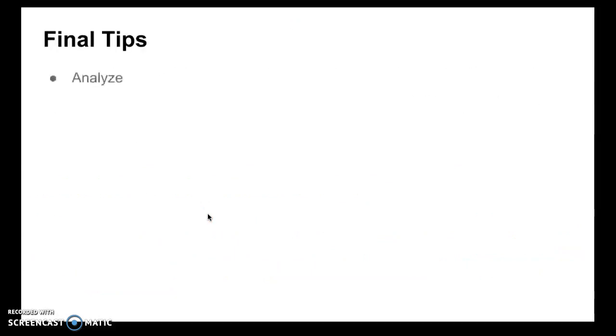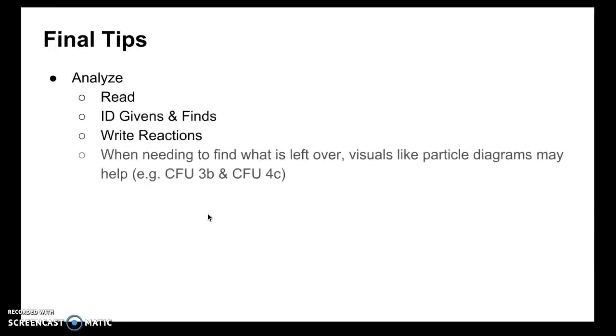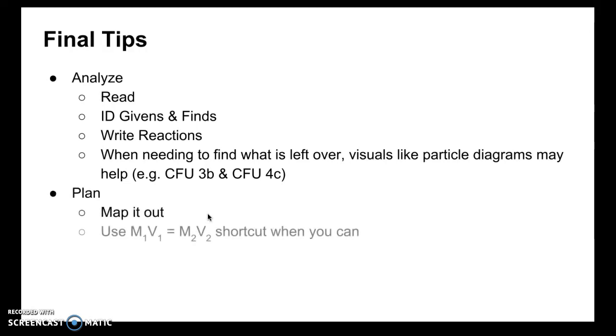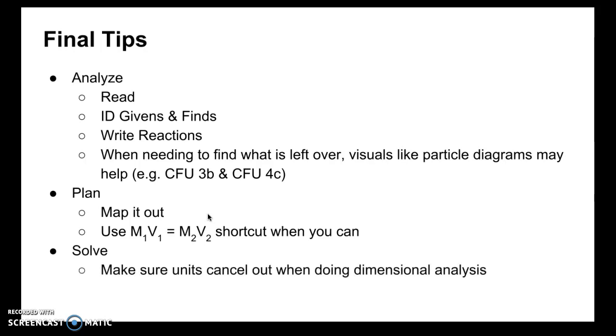All right, let's move on to final tips. You want to make sure that you analyze, which is reading, identifying finds and givens, and writing in chemical reactions when you're doing the problem. You also want to make sure you plan by mapping it out. So you're mapping it out and doing dimensional analysis, or using this M1V1 equals M2V2 shortcut. Make sure to cancel out units when doing dimensional analysis. That will make sure that your work is correct, and check to make sure your answer makes sense.